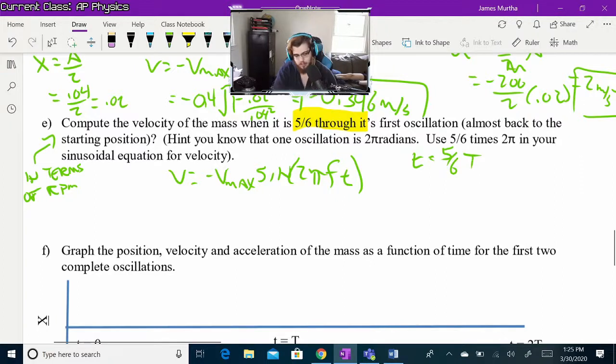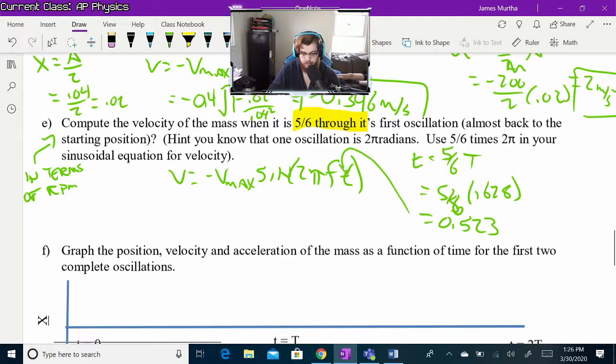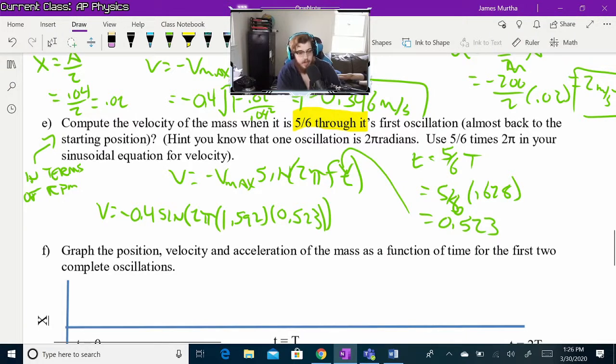So we already found our period. We have our 5/6, and that's going to be multiplied by 0.628. When we put that in, what we end up getting is 0.523. That 0.523 is going to be what we use for our time. And our frequency, we found earlier, so we're going to use that. When we plug everything in, we have our velocity equals negative 0.4 times the sine of 2 pi times our frequency, which is 1.592, and we multiply that by 0.523. And that's how we do all this.